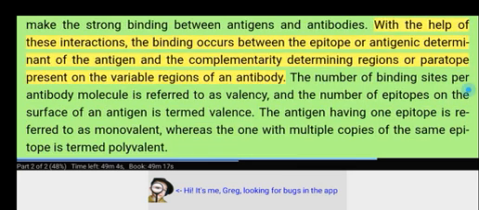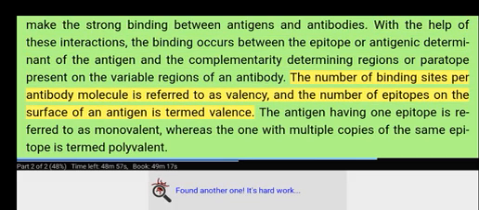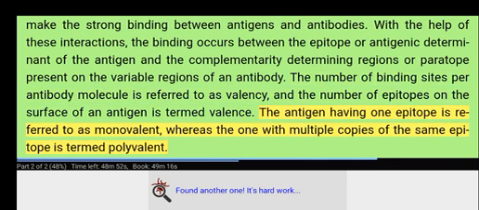With the help of these interactions, the binding occurs between the epitope or antigenic determinant of the antigen and the complementarity determining regions or paratope present on the variable regions of an antibody. The number of binding sites per antibody molecule is referred to as valency, and the number of epitopes on the surface of an antigen is termed valence. The antigen having one epitope is referred to as monovalent, whereas the one with multiple copies of the same epitope is termed polyvalent.